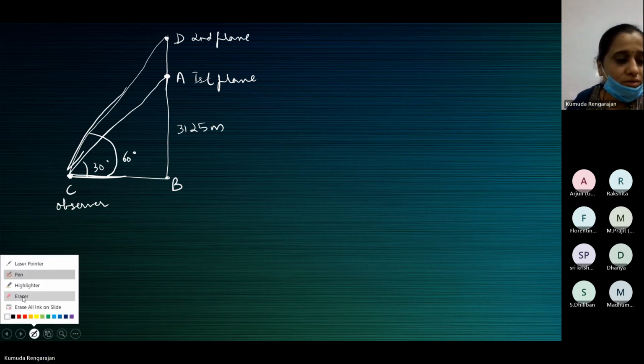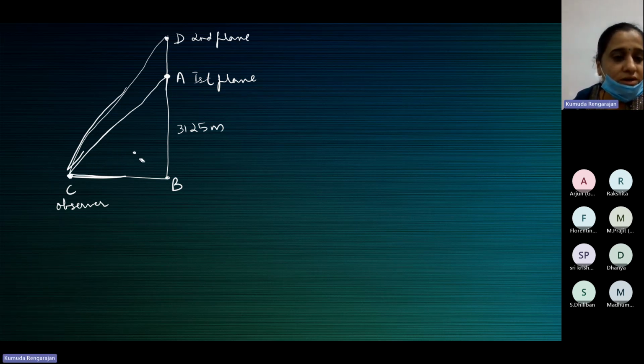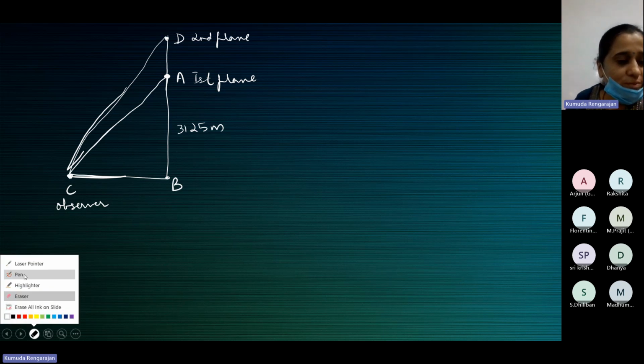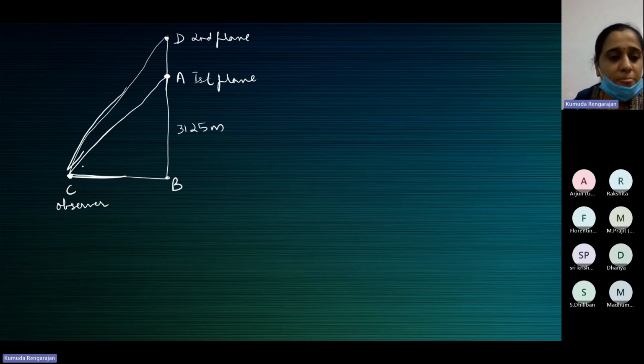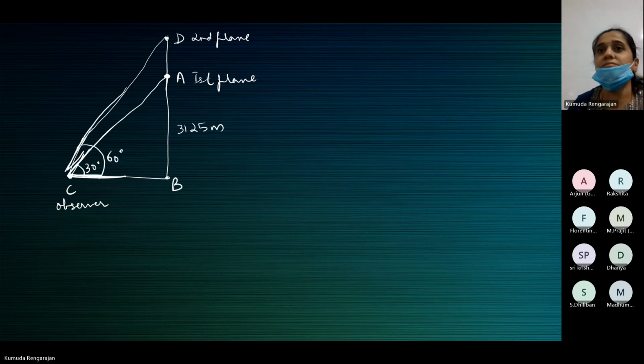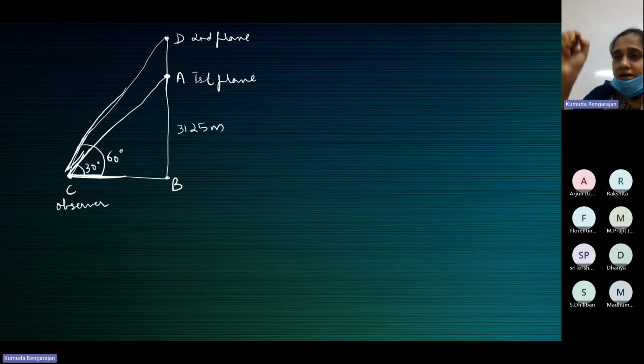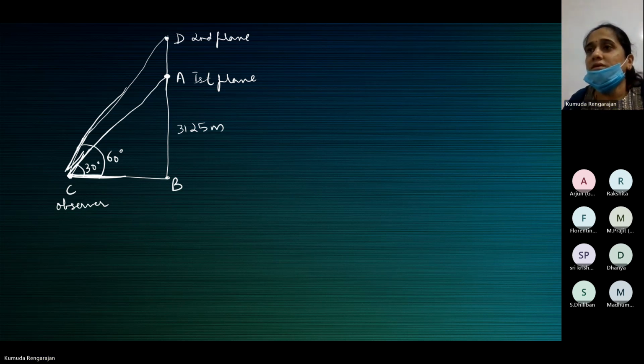So, see, I'll show you again. 30 and 60, whichever is below, that one will be 30 degrees. So, see, this is the line of sight. This is the horizontal. This is 30 degrees. This is the line of sight again. This one is the line of sight, this is the horizontal, 60 degrees, from the line of sight till the horizontal. 60 degrees. This is the figure.